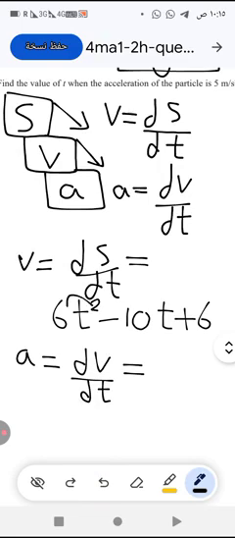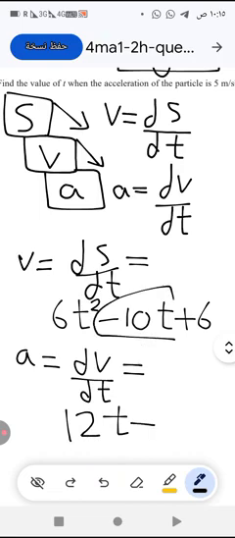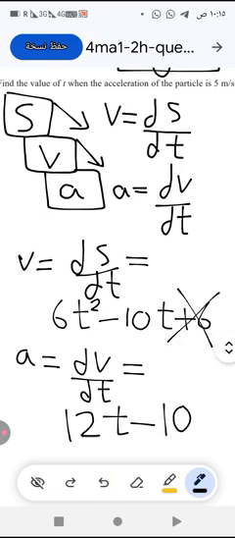We have 2 as a power and 6 as a coefficient. Find the multiplication of these numbers. 2 times 6 is equal to 12. t to the power of 1, subtract: 2 minus 1 is 1. 12t to the power of 1 minus 10, just 10 without t. If we have any coefficient times t, write this coefficient without t, minus 10. And the derivative of this constant equals 0. Now this is your second derivative.